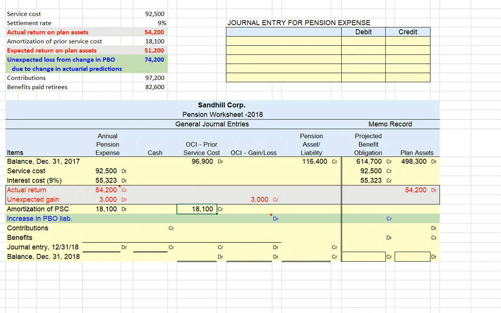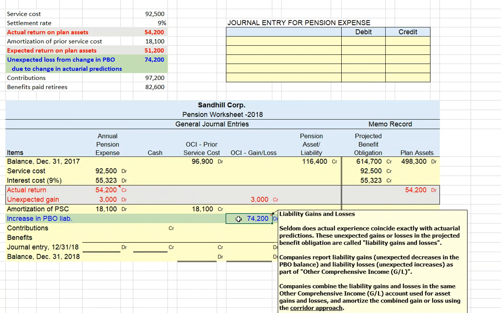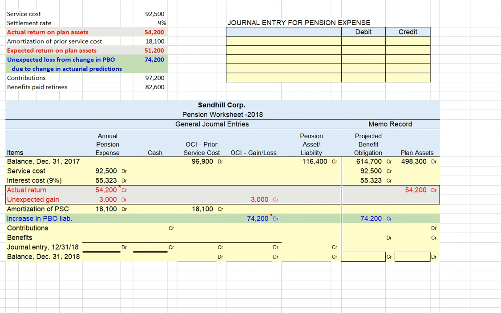Next, we are told that we have an unexpected loss from our change in our pension benefit obligation. In other words, our pension benefit obligation has gone up by $74,200. Recall, we don't record this loss as an expense in the current period, but rather we record it as part of other comprehensive income. Next, we are told that we make a contribution of $97,200. This will reduce the company's cash, and it increases pension plan assets.